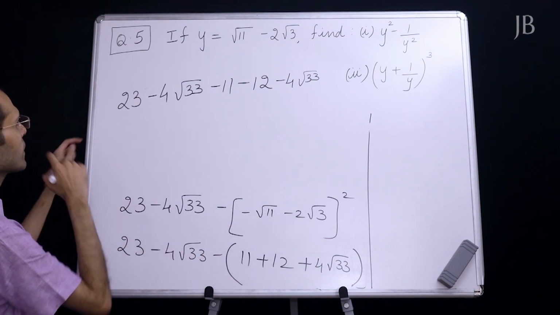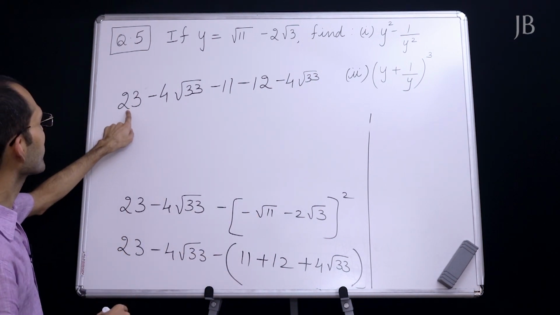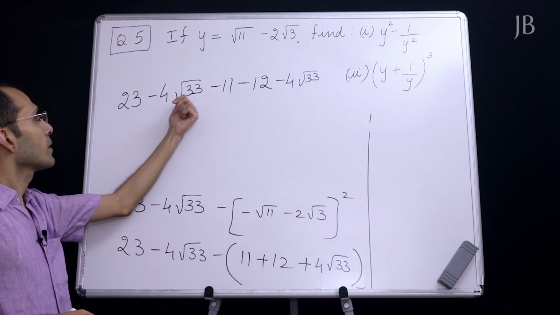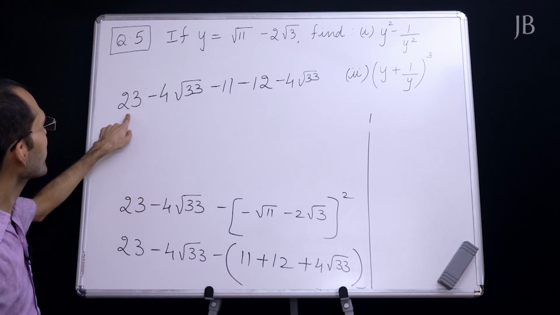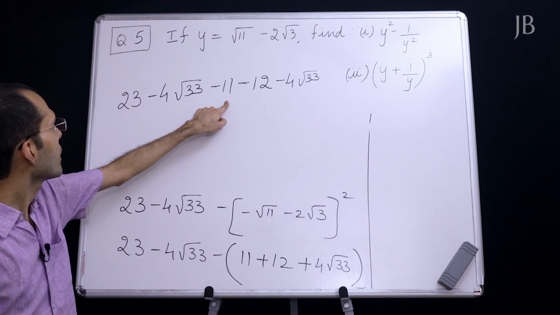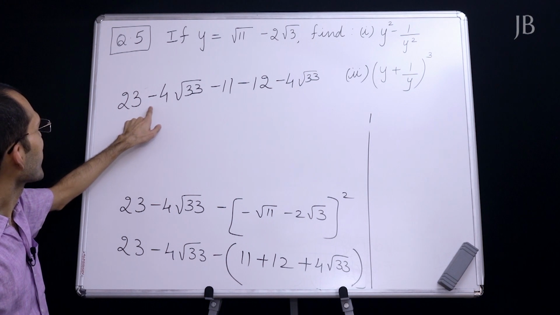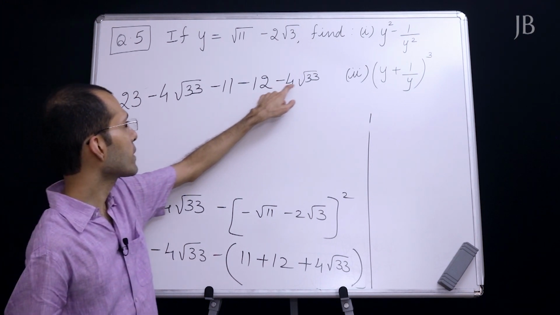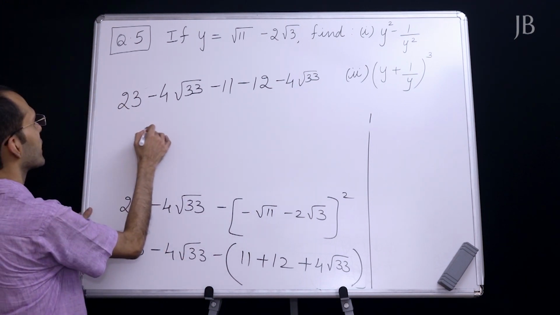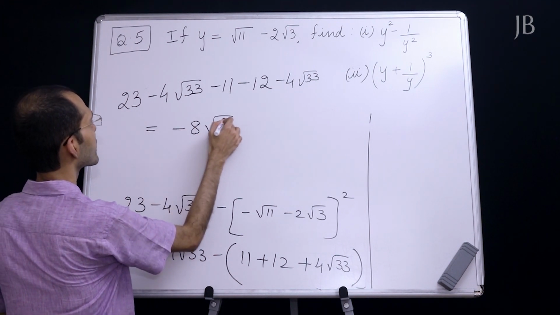Okay, what gets cancelled now? Let's see. 23, let's take the terms without the radicals first. 23 minus 11, how much? 12. 12 minus 12, 0, gone. Minus 4 root 33, minus 4 root 33. That is minus 8 root 33, isn't it?